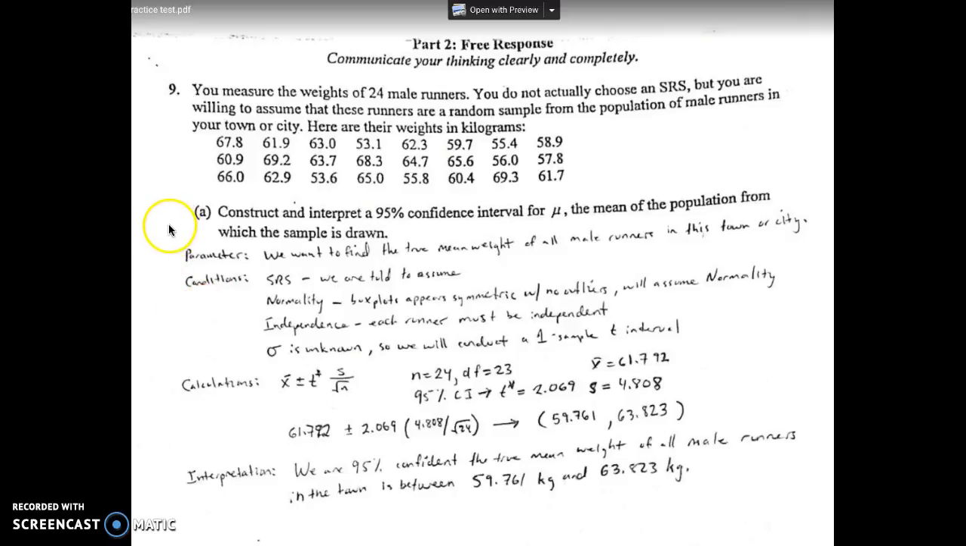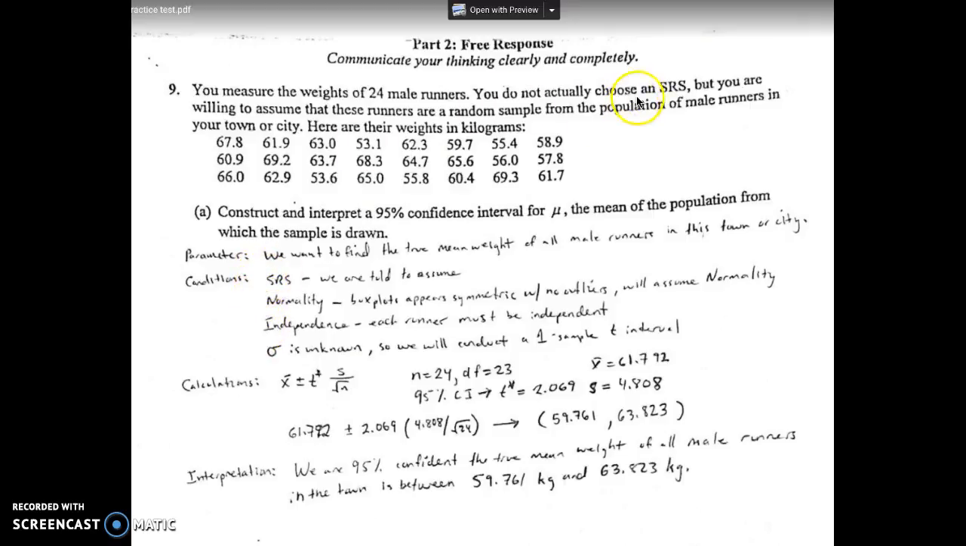So anytime we're doing a confidence interval, we have to follow the 4 steps of the inference toolbox. Step 1, the parameter. What are we trying to find? We're trying to find the true mean weight of all the male runners in this town or city. Step 2, conditions. 3 conditions: SRS, normality, independence.